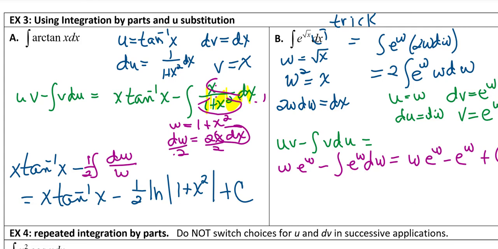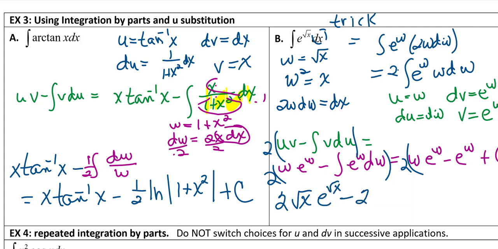So our final answer is, and shame on me, I lost the 2 from here, so there should be a 2 around this whole thing. So I'll fix that. So when we go to substitute back, we're going to have the 2 times w, which is square root of x, e to the square root of x, minus 2 times e to the square root of x, and then plus c.